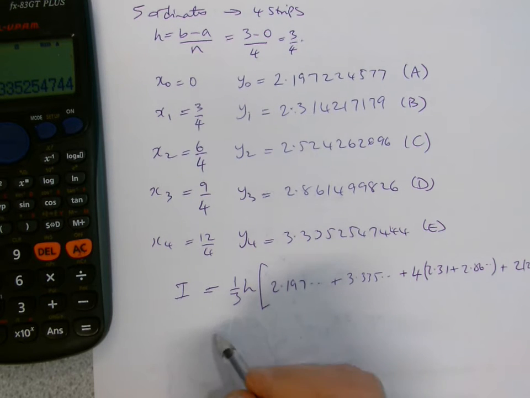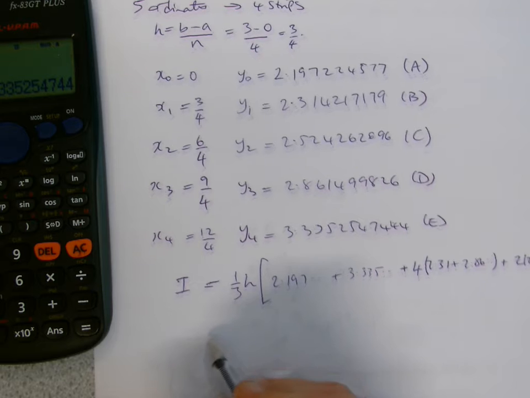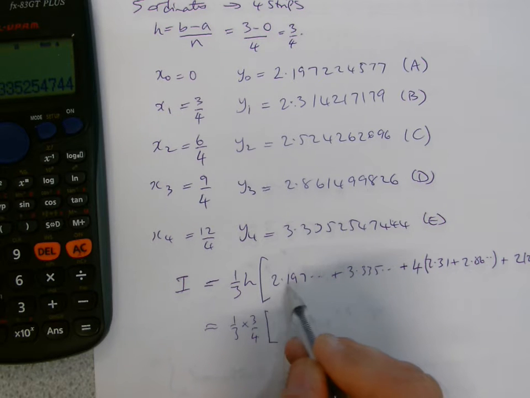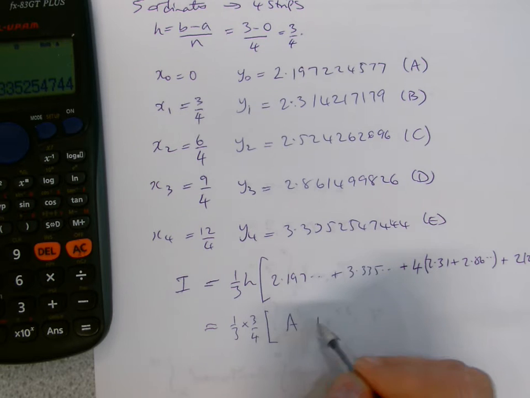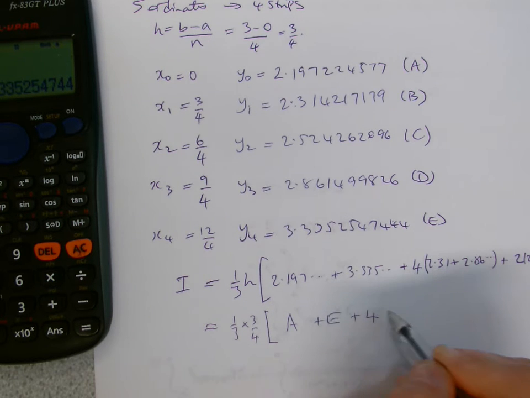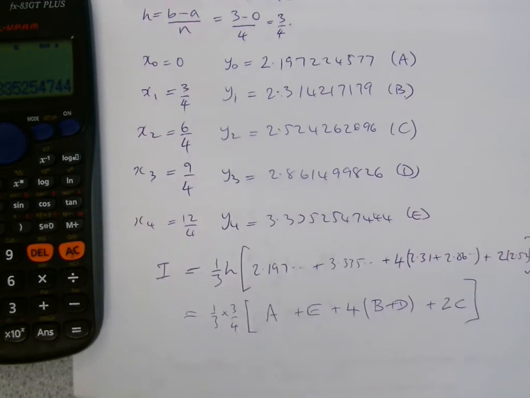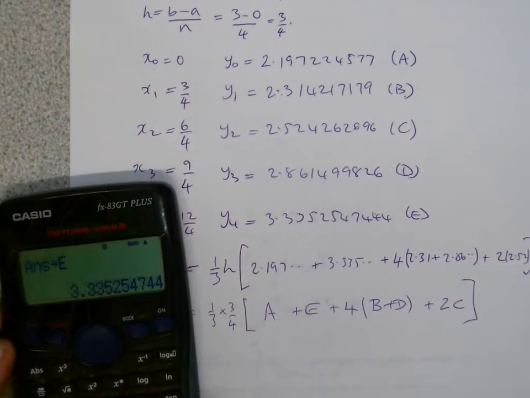Okay, now when I type this into my calculator, it's going to be quite nice because I'm going to type in 1/3, of course h is 3 quarters, right? But I'm going to actually type in first and last term, which is A and E, plus then 4 times the odd terms, so that would be B and D, plus then twice the even terms, which is just C. Okay, so that's what I'll type into my calculator. You can probably do all that in one go actually now.